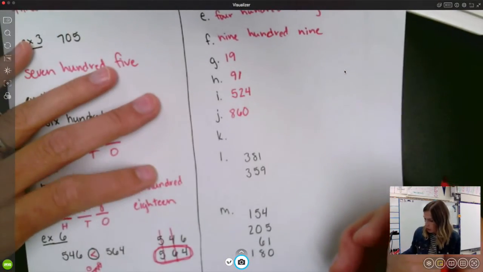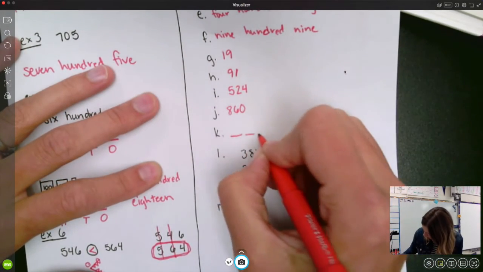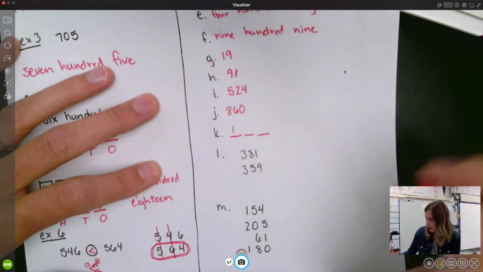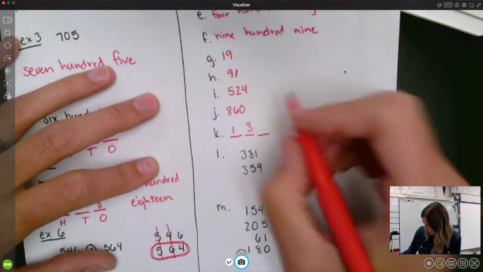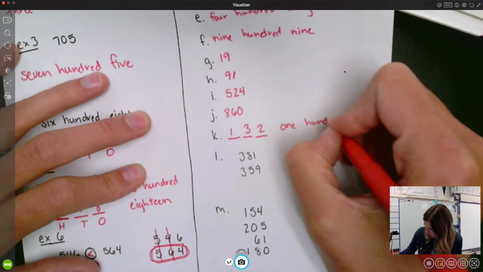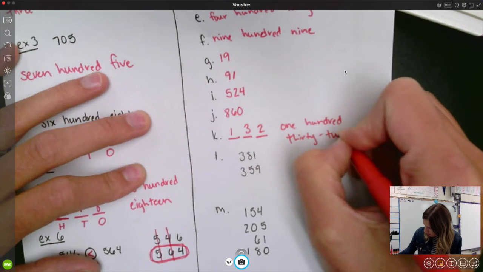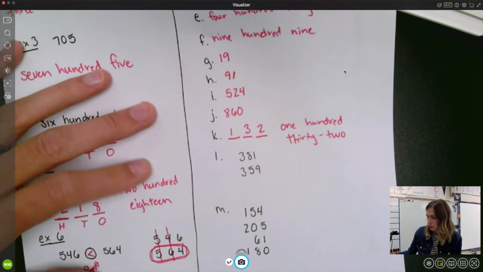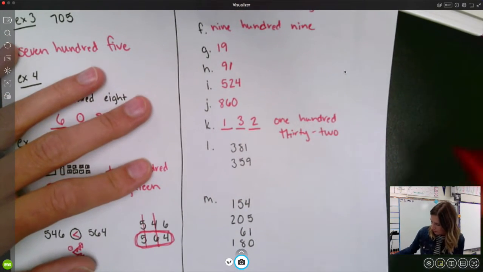K, use words to write the number shown by this model. So we've got hundreds, tens, and ones. How many hundreds are there? There's 1 big block. How many sticks are there? 3 tens. And how many little ones are there? 2. So we need to write 132.